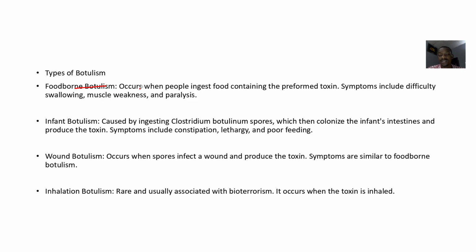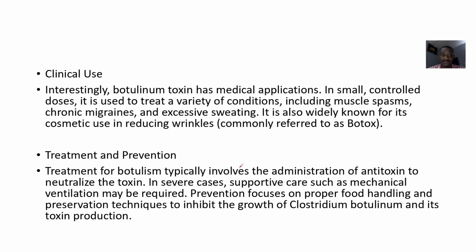So for the types of botulism, foodborne botulism occurs when people ingest foods that contain preformed toxin. For the symptoms, you'll have difficulty swallowing because the muscles in your neck will be paralyzed. Okay, muscle weakness, paralysis. Then infant botulism is caused by ingesting what? Clostridium spores. Symptoms are constipation and poor feeding. Then wound botulism is when your wound is infected. Inhalation botulism is when you inhale the toxin in air.